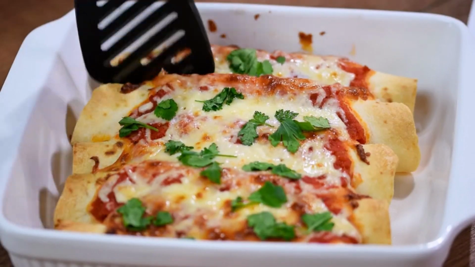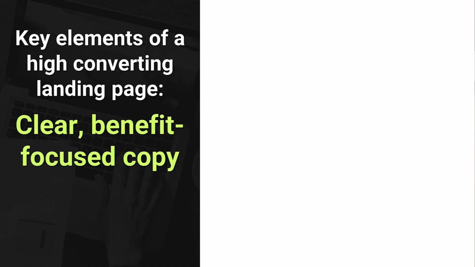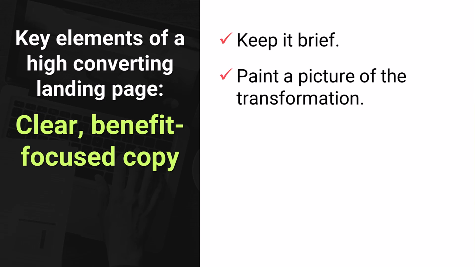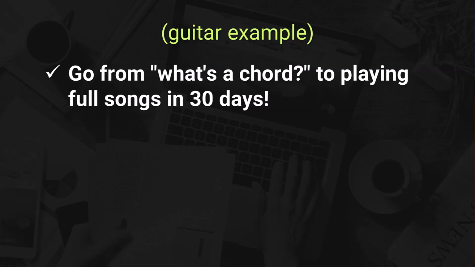Well, same thing applies here. Fourth, clear, benefit-focused copy. This is where you spell out exactly what they'll get. Keep it brief, but make it powerful. And don't just list features. Paint a picture of the transformation. For example, go from what's a chord to playing full songs in 30 days.